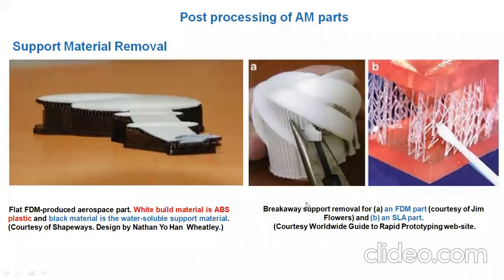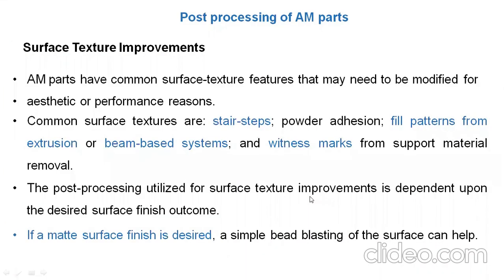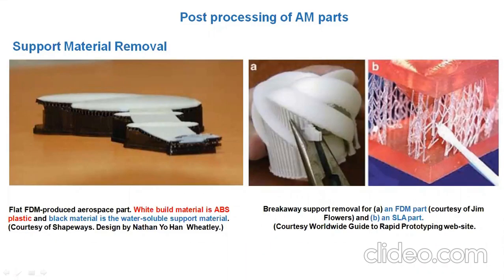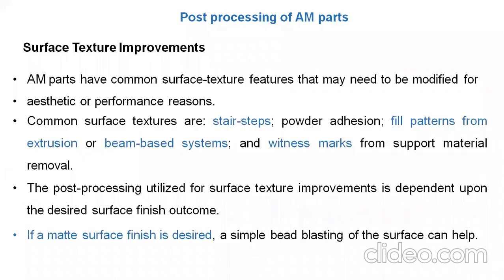Okay, again we are removing breakaway support material for part A, FDM part. FDM, again it is a manufacturing process, and SLA, it is also a manufacturing process which is used for additive manufacturing. So we are removing this part with the help of a cutter to get a final finished product. Now we will move to the next step.